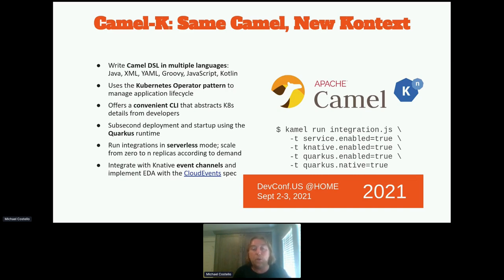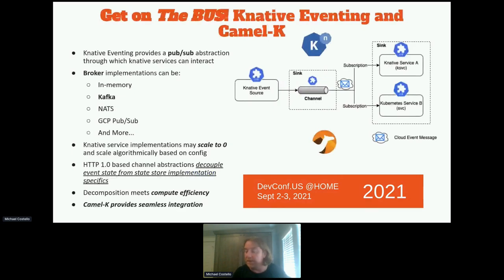And we want to be able to run integrations in serverless mode, meaning we want to be able to scale to zero, and then scale to N replicas based on some sort of metric, be it CPU, the number of messages coming in, and so forth. And we want that to happen algorithmically. So I don't want to just scale from zero to one. I potentially want to scale from zero to eight, back down to four, back up again to 10, and so forth. We also have a need to be API-centric and event-driven. And Knative is something which we'll describe in this next slide that allows us to do that.